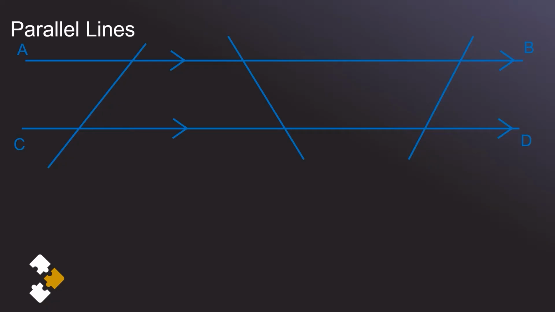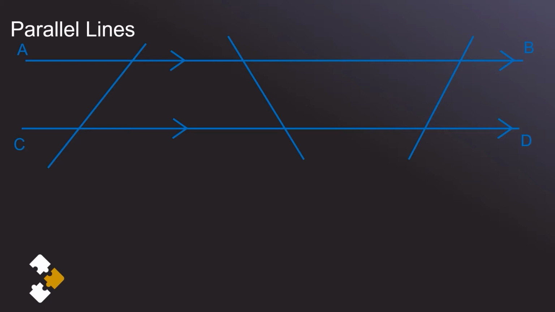So now we can have a look at the last two letters of Dr. Cape Town, and that is P for parallel lines and T for tangents. So with parallel lines, we know that we can have co-interior, corresponding and alternate angles.